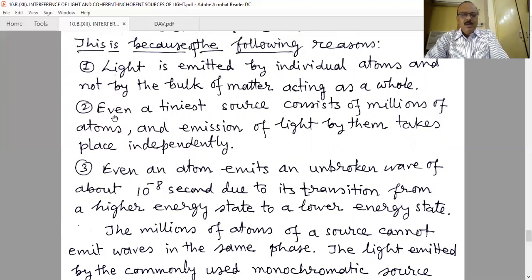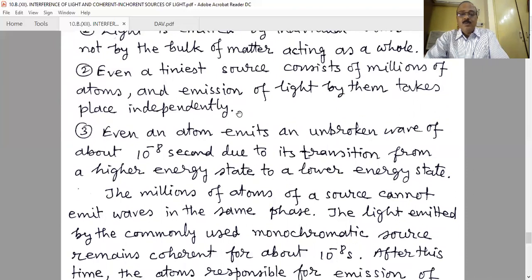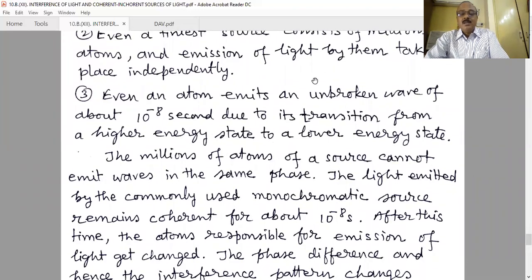Number two, even the tiniest source consists of millions of atoms, and emission of light by them takes place independently. All atoms emit light independently, not influenced by other atoms nearby. An atom emits an unbroken wave of about 10 to the minus 8 seconds due to its transition from a higher energy state to a lower energy state.